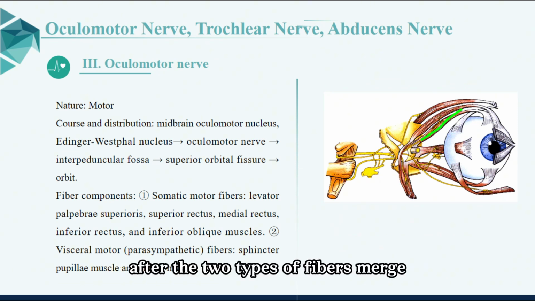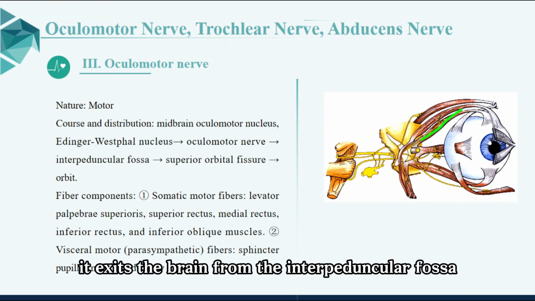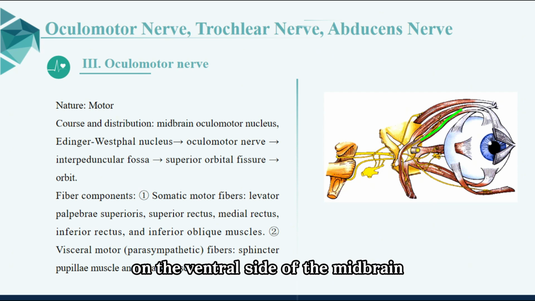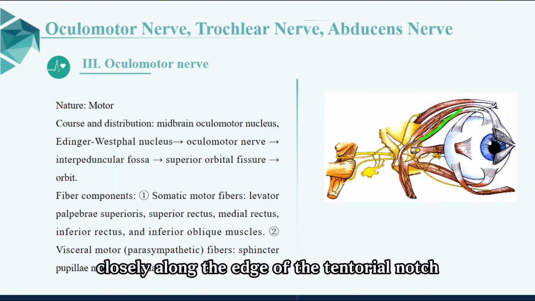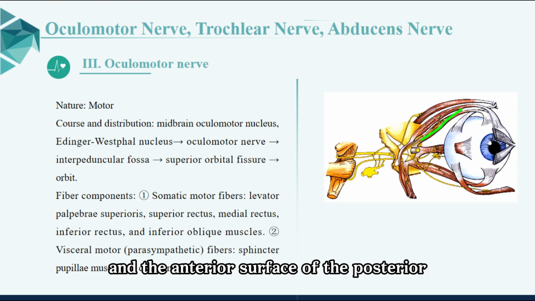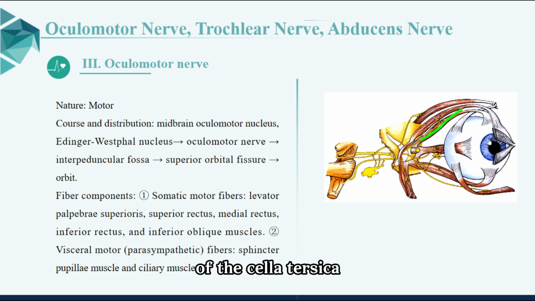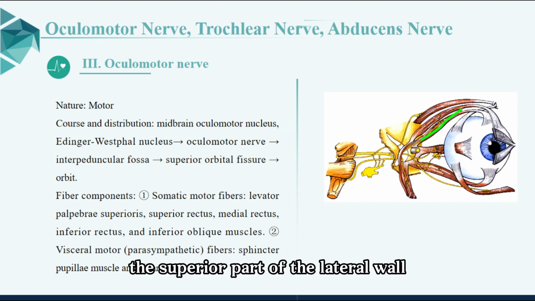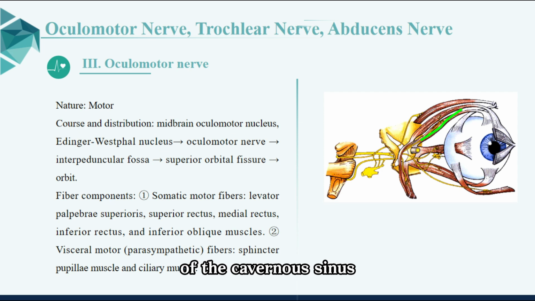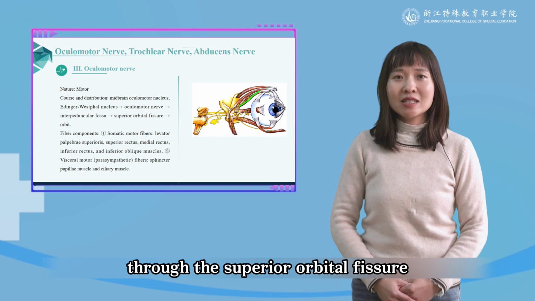After the 2 types of fibers merge to form the oculomotor nerve, it exits the brain from the interpeduncular fossa on the ventral side of the midbrain. It passes forward closely along the edge of the tentorial notch and the anterior surface of the posterior clinoid process of the sella turcica. It travels through the superior part of the lateral wall of the cavernous sinus. It then enters the orbit through the superior orbital fissure.